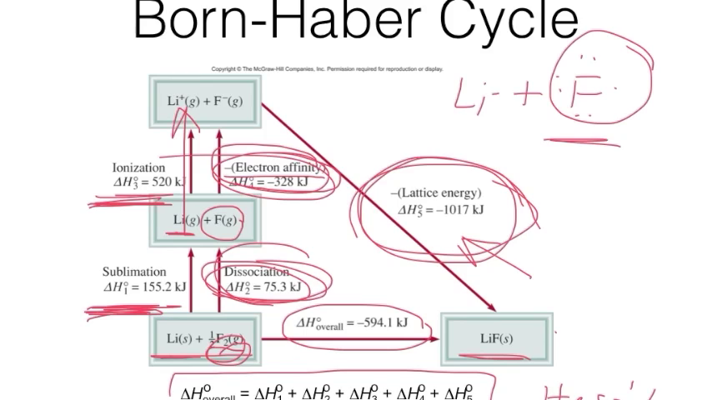We have the energies. If you have the energies, you should be able to, right? Because you have to think about what does each energy mean? Ionization energy, energy of sublimation, dissociation, electron affinity. Okay? Does this make sense?